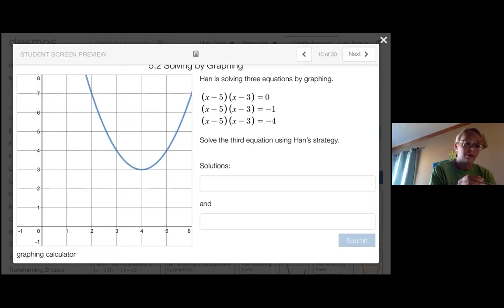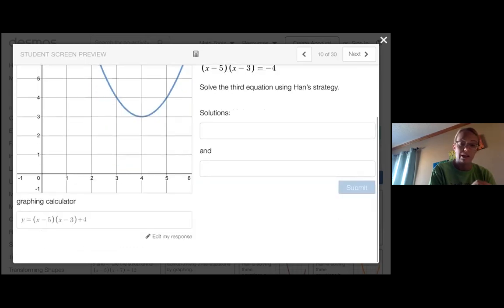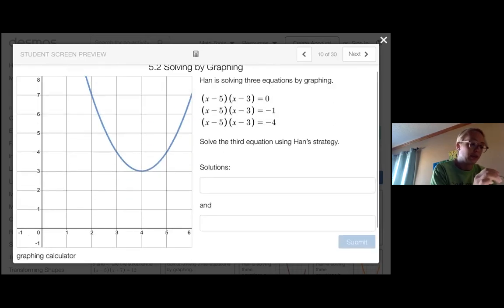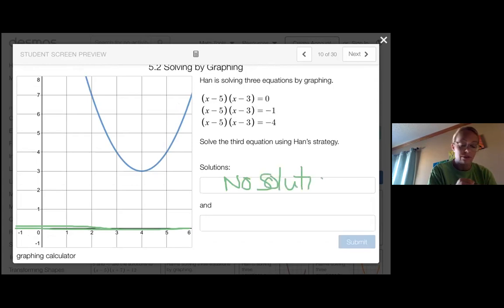So remember it equals 0 now, because I set it equal to 0. So I'm looking for when does it cross the x-axis. In this case, I'm looking when does it cross down here? Where is this happening? Never. It doesn't cross down there. So I'd say no solution. It's not crossing that axis at all. So there would be no solution here.